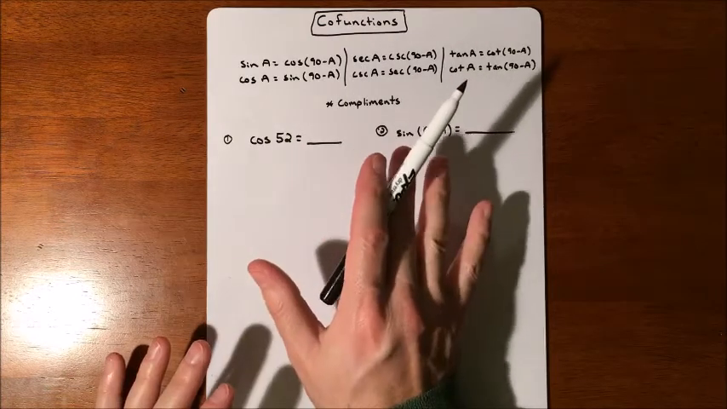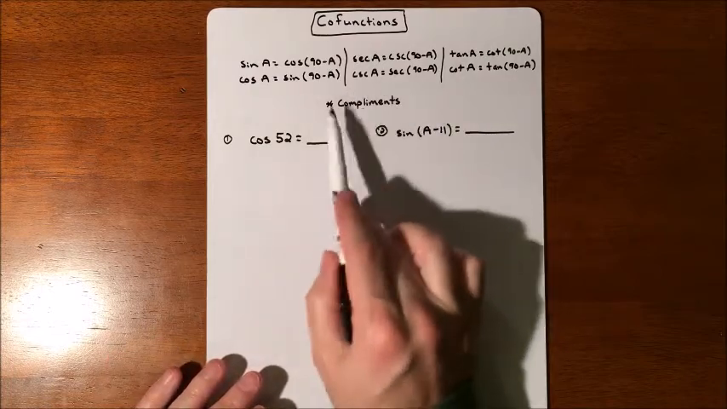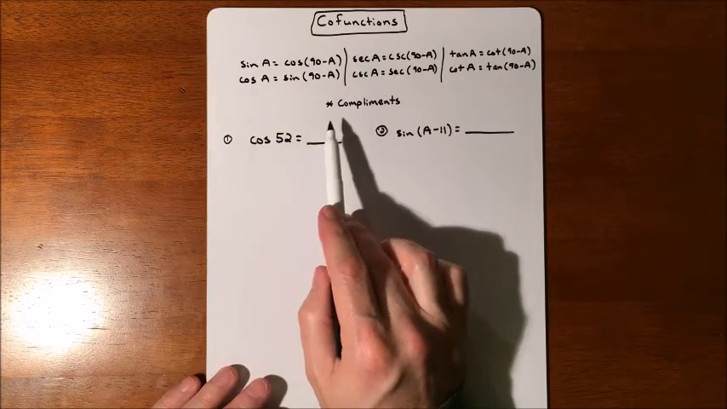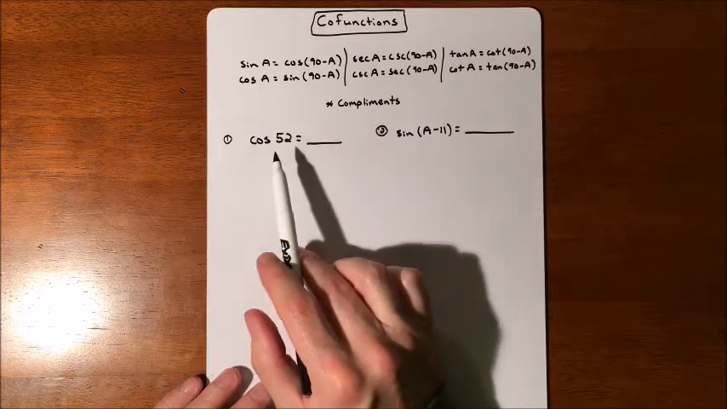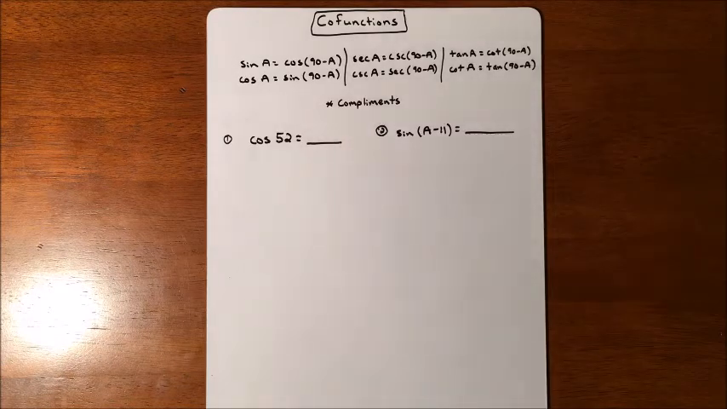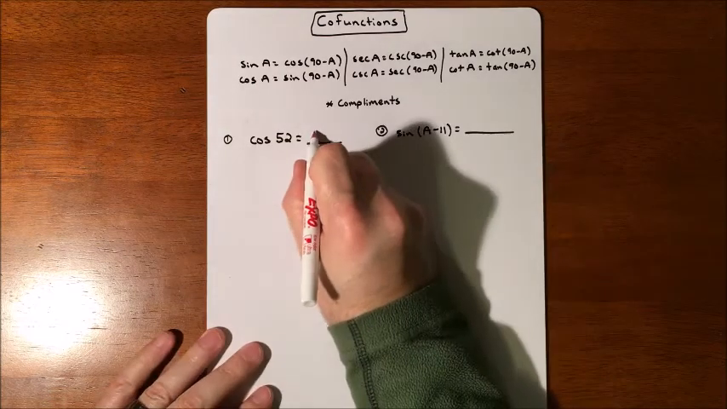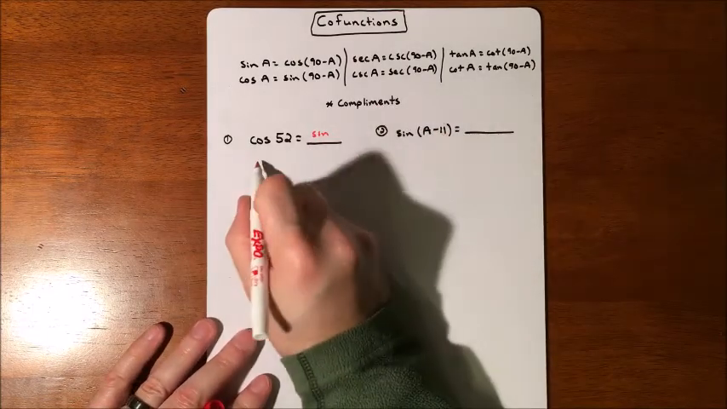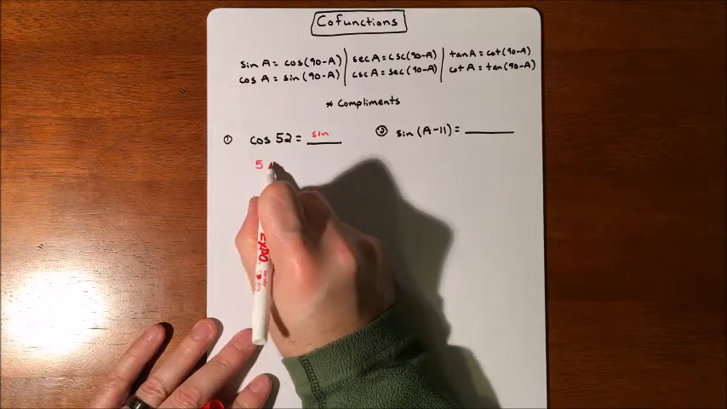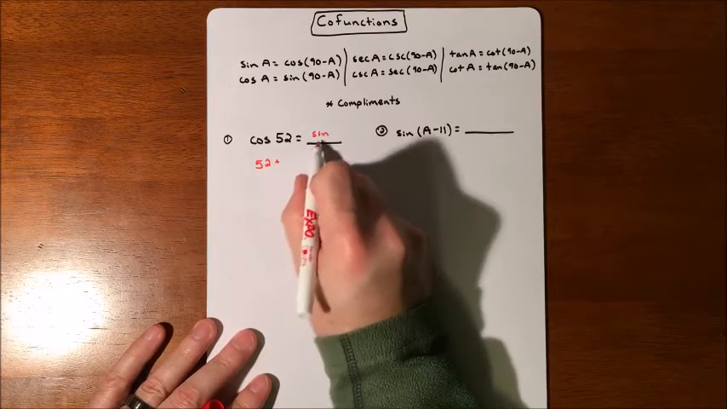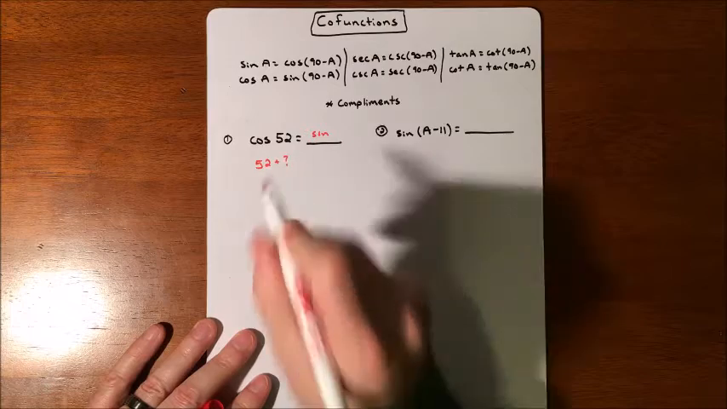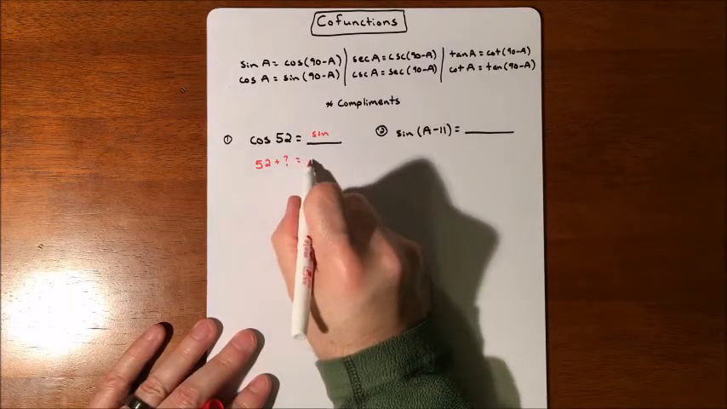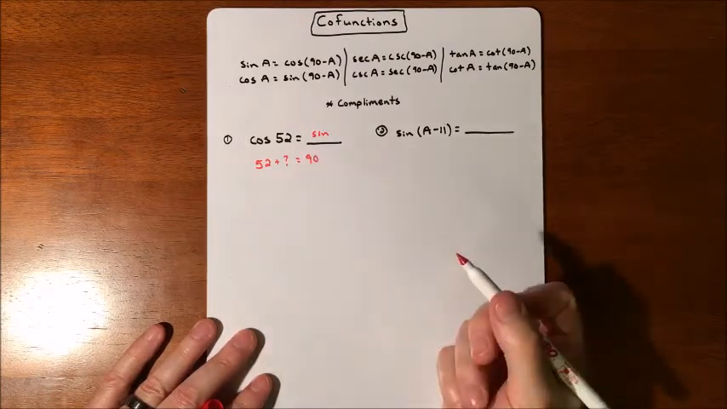There's always multiple ways to go about doing this. I like to remember the fact that cofunctions are complementary, and so I treat it a little bit differently than maybe the definition. So cosine of 52 is going to be equal to sine of something. Now that something, this idea of complementary, here's how I approach it: I take 52 plus this angle that we don't know, we'll call it a question mark, is going to be equal to 90.